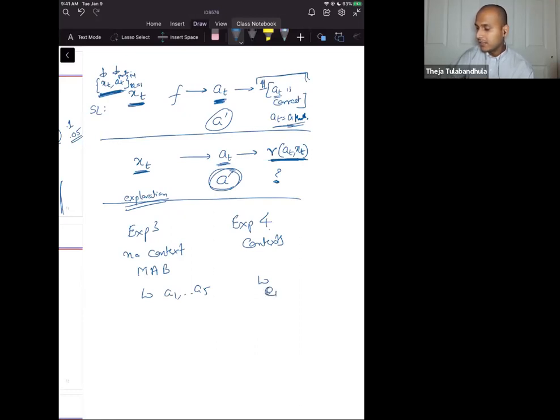So E1 is a function going from context space to action space. Similarly, E2 is a function going from context space to action space. So these are maintaining weights on the policies E1 to E4.